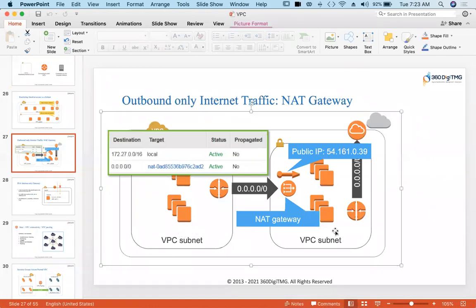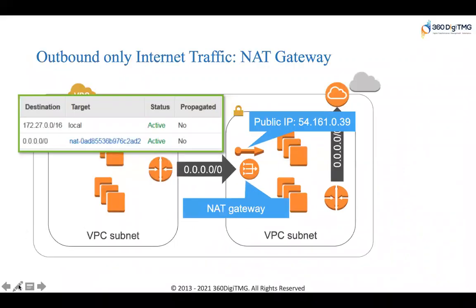See, this is a VPC subnet. This is another VPC subnet, and it has a public IP. We have launched our NAT here. This is NAT. We have launched our NAT gateway here in the public subnet, and we are editing the route table of this subnet with the NAT gateway route.